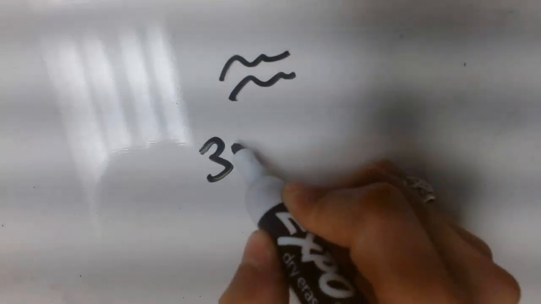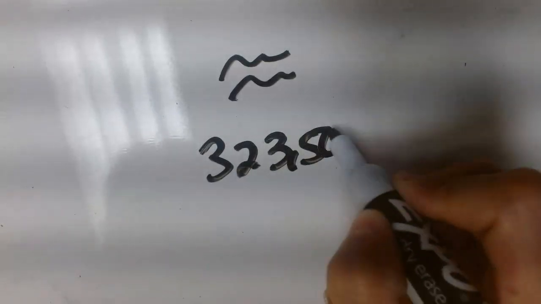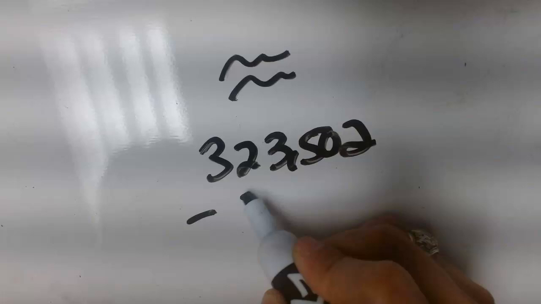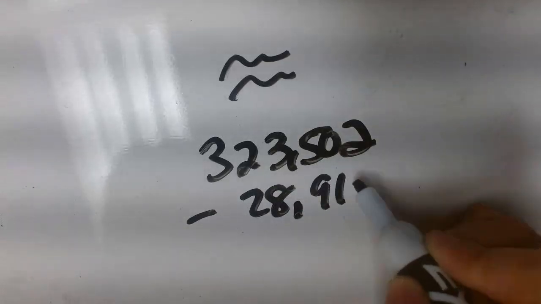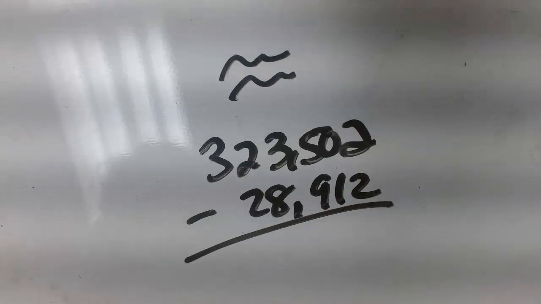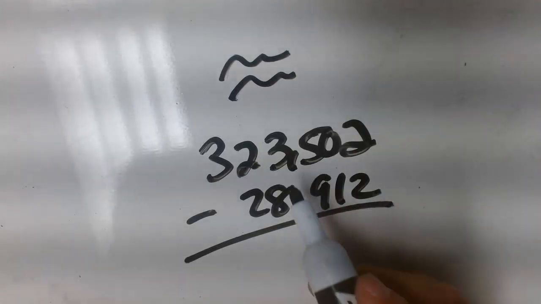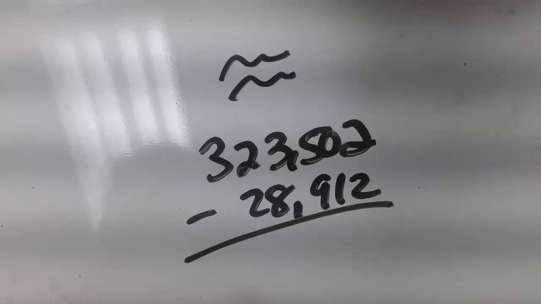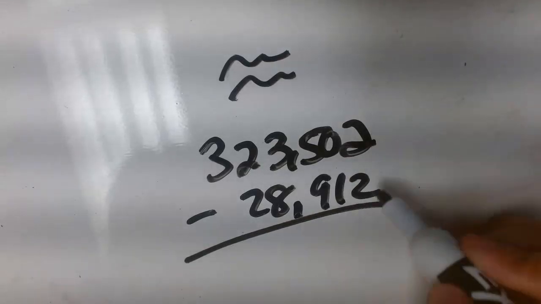Now then, we talked about estimation. Remember this wavy line? So now let's talk about estimation. If we were to calculate this minus that, I'm lining up my numbers like I have been this whole time. First, we subtract to find the exact answer. And we can do that right now.